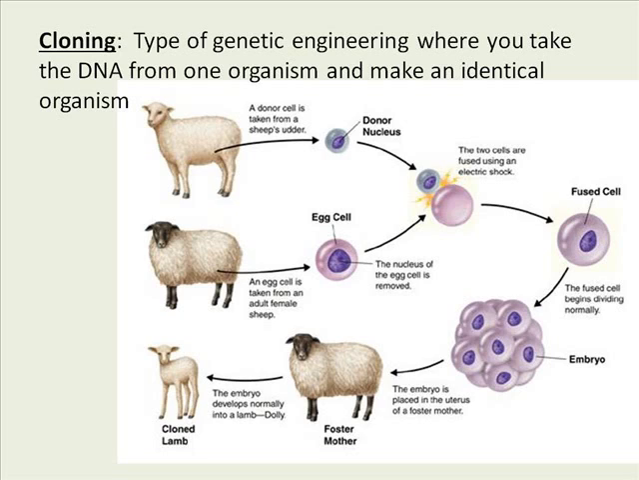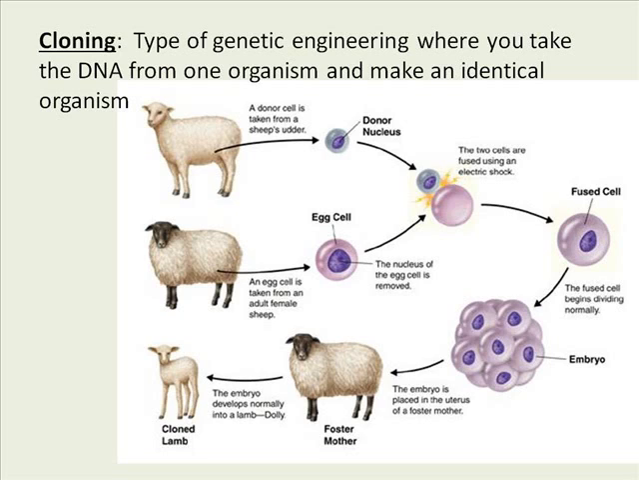In this process, what they will do is they will take a cell from the animal they wish to clone. So in this picture, if you look at the top left, you see the sheep that is completely white. Then, from that cell, they will take out just the nucleus, and then they'll throw the rest of the cell away, because all they want is the nucleus that holds the genetic information.